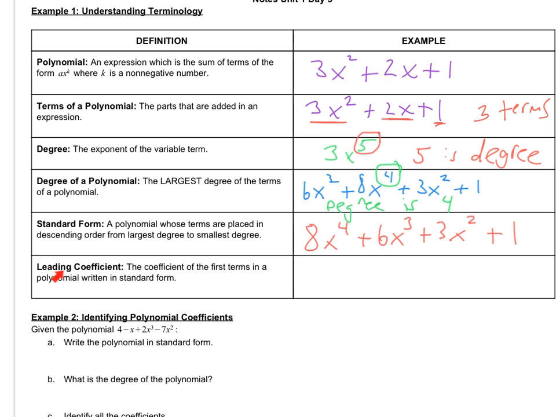My last definition is a leading coefficient, and that's the coefficient of the first term in a polynomial written in standard form. So if I were to look at this polynomial up here, since it's in standard form, I am looking for the very first coefficient, which would be the 8. So 8 is the leading coefficient in the polynomial above.